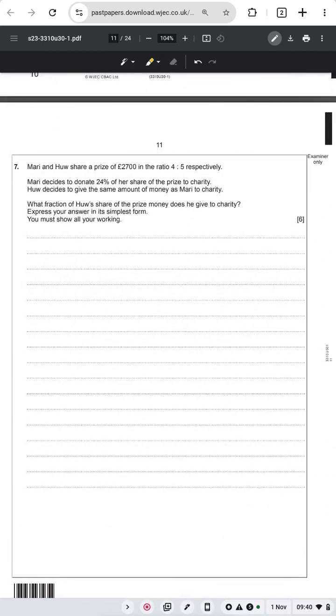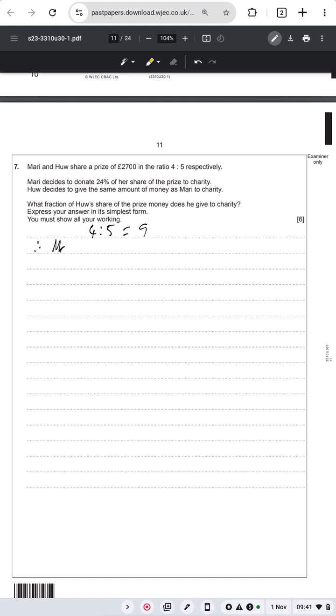Right, Maria and Hugh share a prize of £2,700 in the ratio of 4 to 5 respectively. Maria decides to donate 24% of her share of the prize money to charity. Hugh decides to give the same amount of money as Maria to charity. What fraction of Hugh's share of prize money was given to charity? Express your answer in the simplest form. So this is where these questions overlap with the higher tier paper. So first of all, we can say that 4 plus 5 is equal to 9.